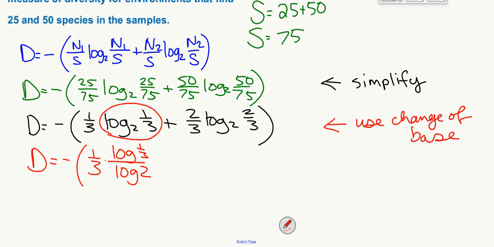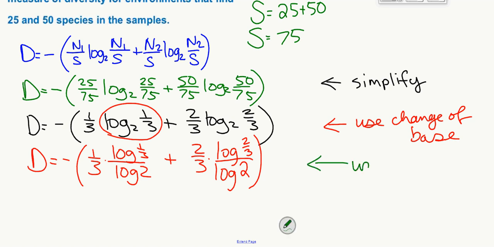So I've got 1/3 times log 1/3 over log 2 plus 2/3 times, I'm going to do the same change of base thing there, log 2/3 over log 2. And then I'm actually just going to use the calculator to do that. Use calculator. And I'd like you to try that.